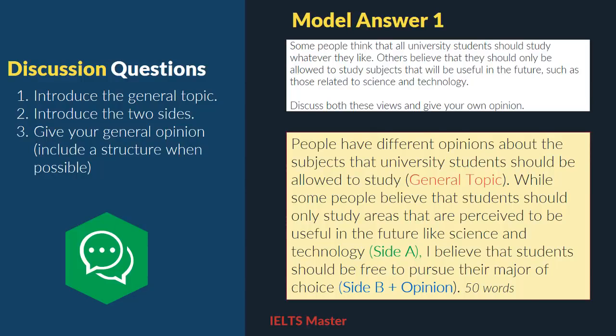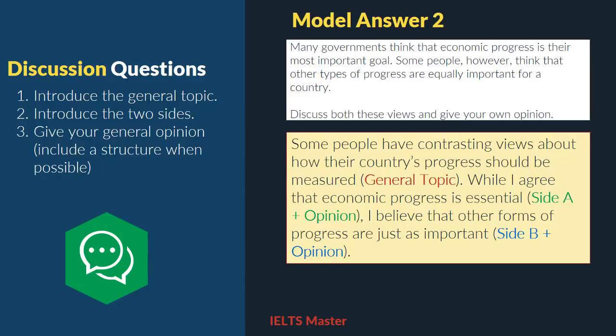All right? Next, model answer number 2. The question is, many governments think that economic progress is their most important goal. Some people, however, think that other types of progress are equally important for a country. Discuss both these views and give your own opinion. And so here, my model introduction is, some people have contrasting views about how their country's progress should be measured. While I agree that economic progress is essential, I believe that other forms of progress are just as important.